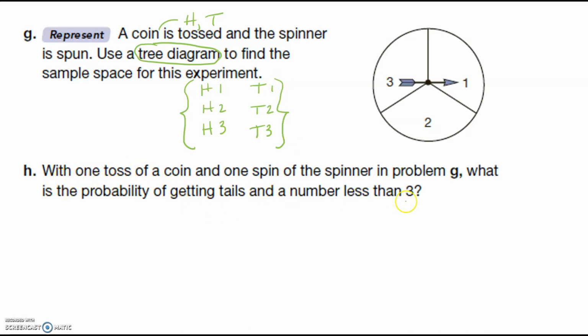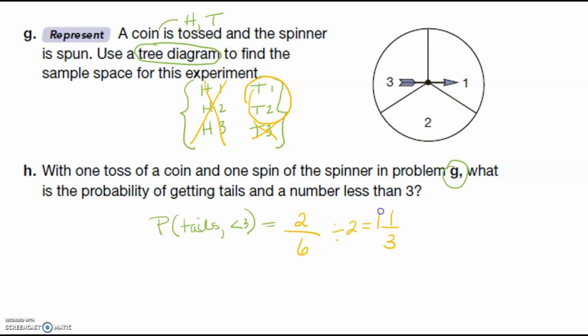With one coin toss and one spin of the spinner in G, which is up here, what is the probability of getting tails and a number less than 3? Okay, so let's see how many of those we have. I'm going to pick a different color. So let's see, tails, so that crosses this out. So tails and less than 3, I only have 2 out of the total of 6. And then because this is probability, I'm going to reduce, and I have 1/3.